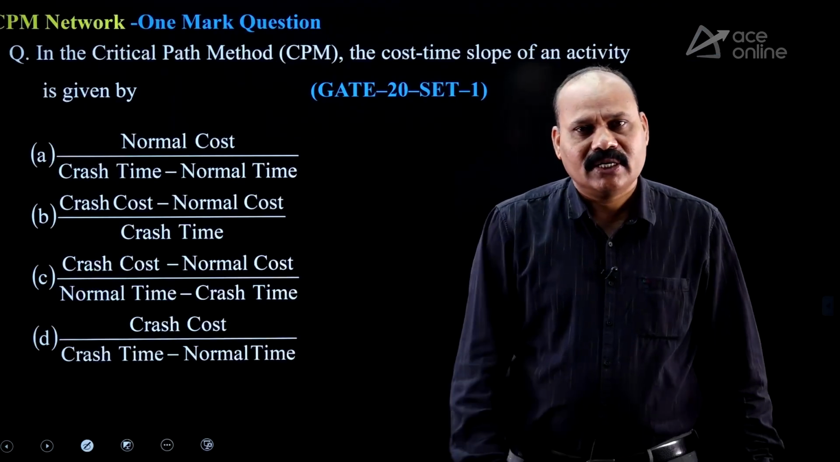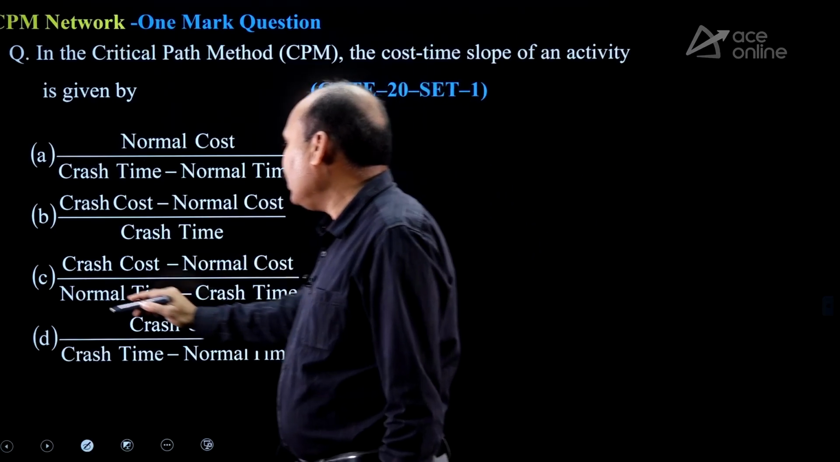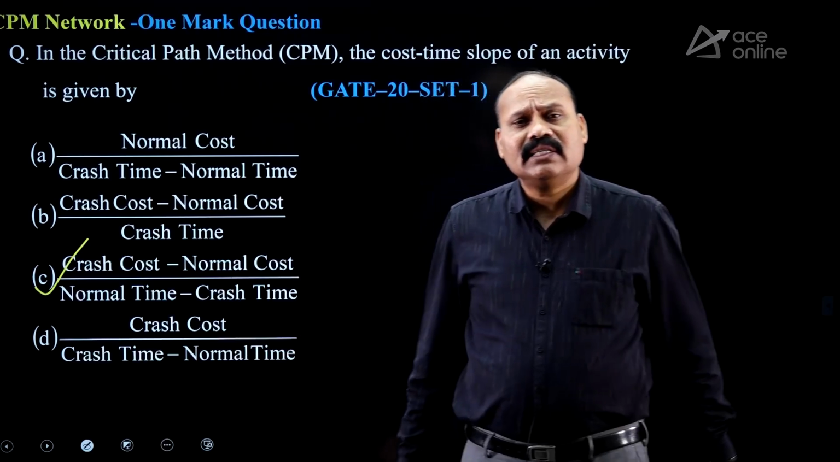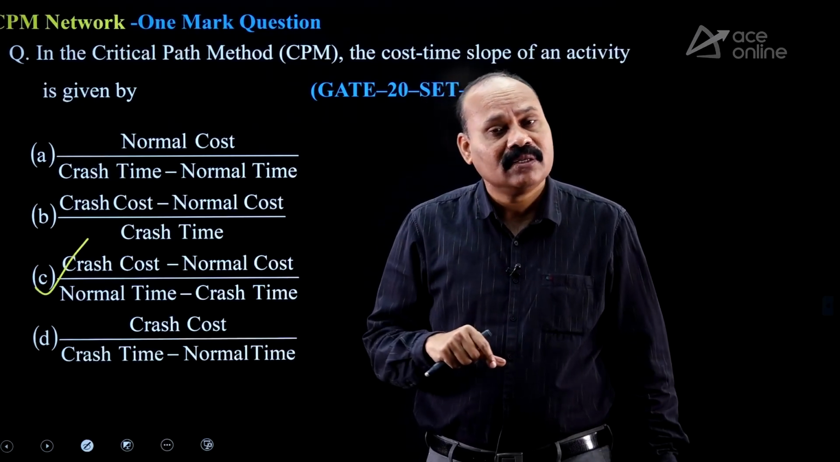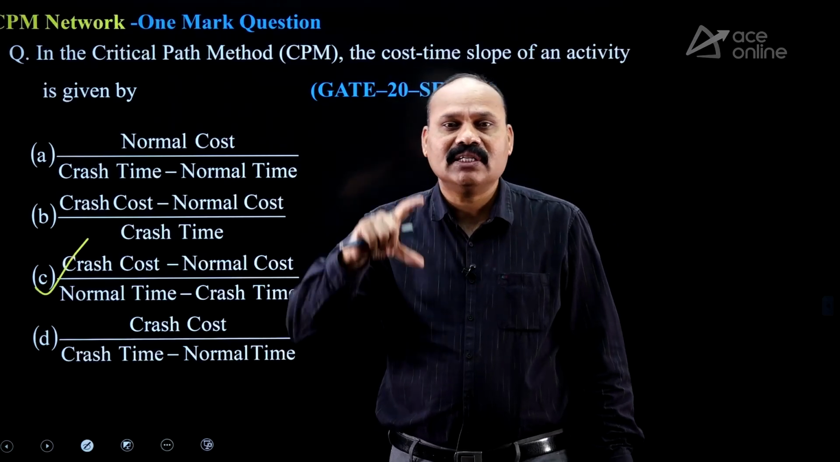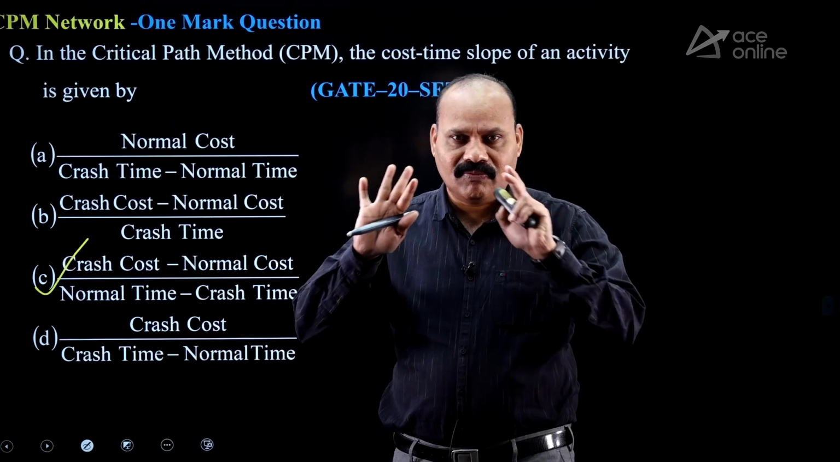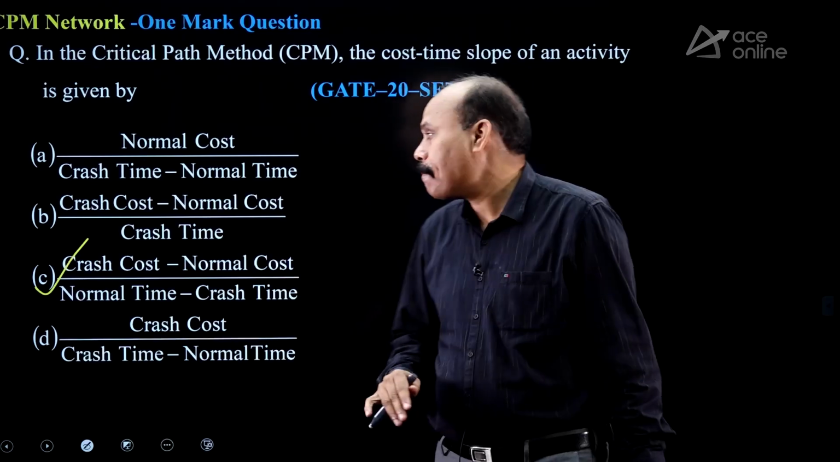It is formula oriented. What is the cost slope? Cc minus Nc divided by Nt minus Ct. Okay, so this is regarding CPM and PERT. PERT has some formulae. CPM float calculations are there, just focus on them. CPM and PERT is a simple, independent topic, so don't miss the opportunity.